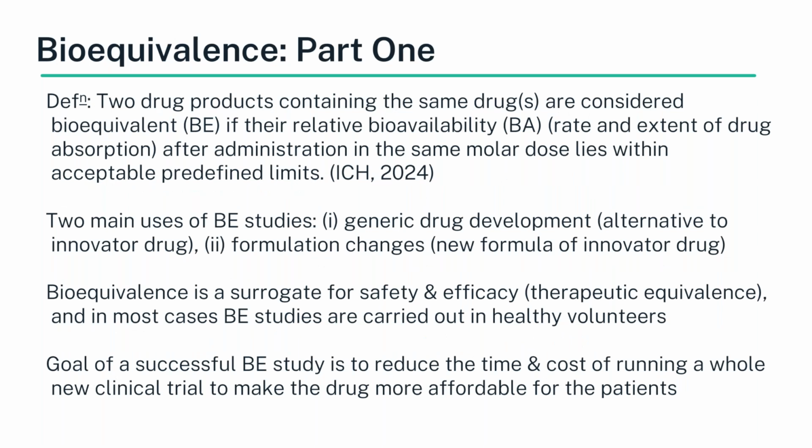Okay, so now that we've covered that in the intro, we can move on to looking at bioequivalence itself in more detail. So first of all, a definition per the ICH guidelines. Bioequivalence is defined as two drug products containing the same drug or drugs are considered to be bioequivalent if their relative bioavailability, which refers to the rate and extent of the drug absorption after administration in the same molar dose, lies within acceptable predefined limits.